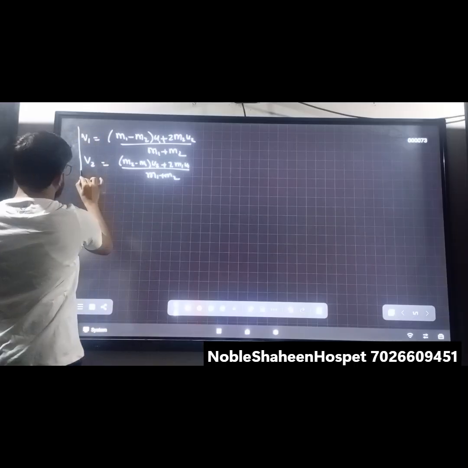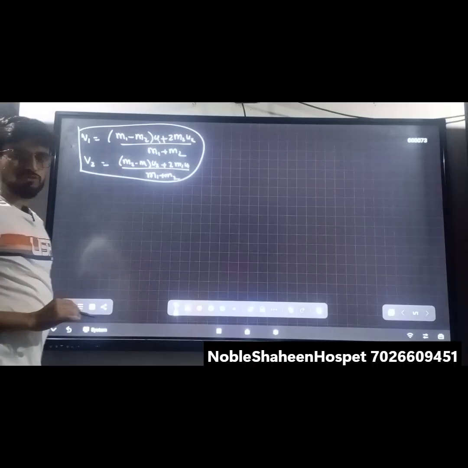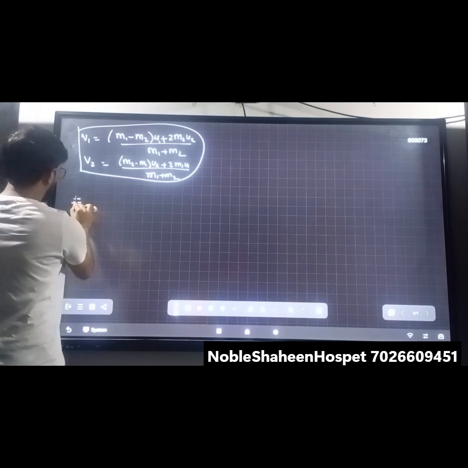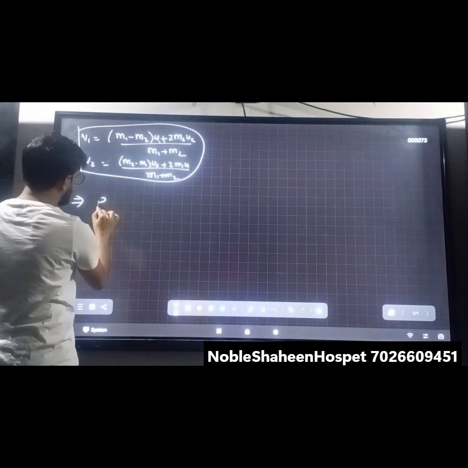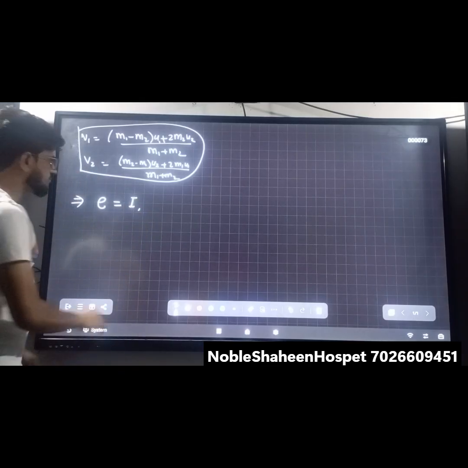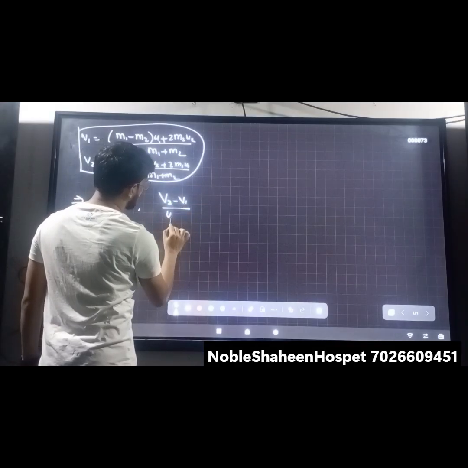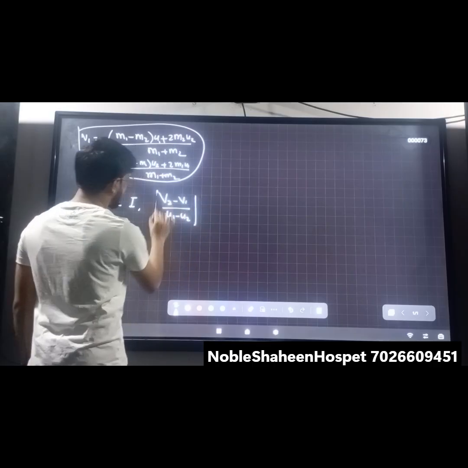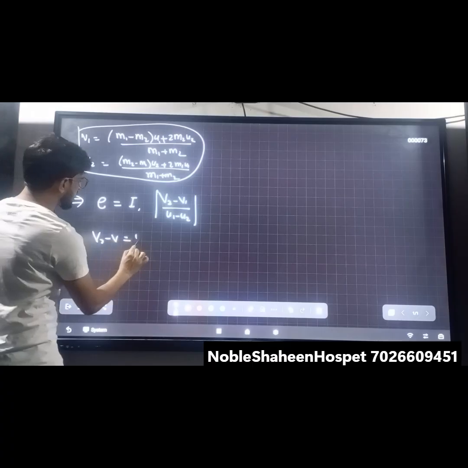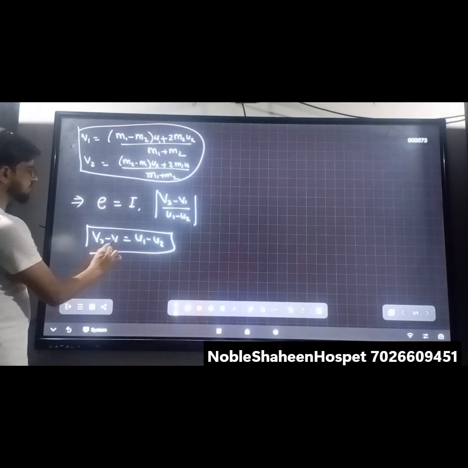This was basically the final expression for the elastic collision. We have also studied the coefficient of restitution, and according to it, in elastic collision E is equal to 1. Coefficient of restitution means V2 minus V1 upon U1 minus U2. So in elastic collision V2 minus V1 is equal to U1 minus U2. That means velocity of separation is equal to velocity of approach.